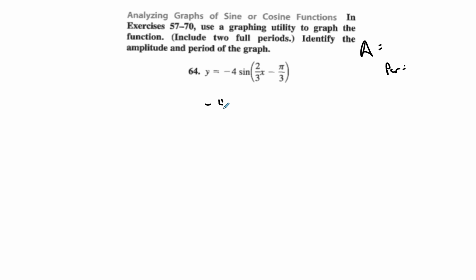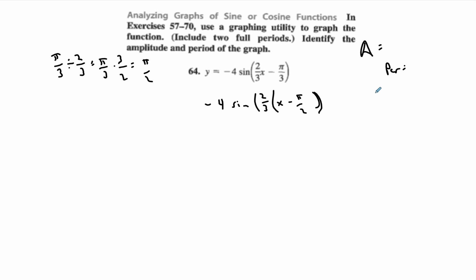Now I'm going to rewrite this such that the 2/3 is factored out. So what I need to do is take pi over 3 and divide it by 2/3, which is the same as saying pi over 3 times 3/2, which is the same as, well, the 3's cancel out, pi over 2. So this is the phase shift, right? It's shifted pi over 2 units, right?